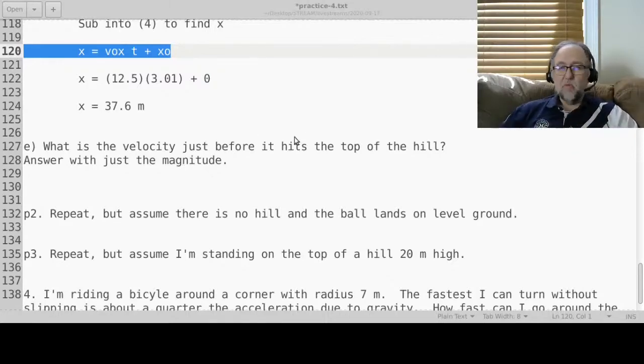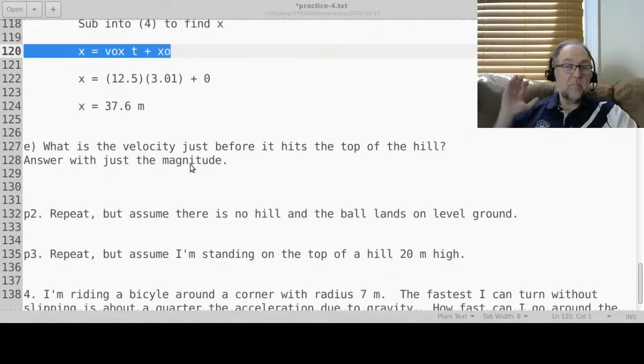So that velocity just before it hits the top of the hill is a vector, and it's got an x and a y component. So we're going to need vx and vy right there just before it hits the top of the hill. In other words, vy is not 0. Don't make that error. But I'm not asking for vx and vy. I'm asking for the magnitude.